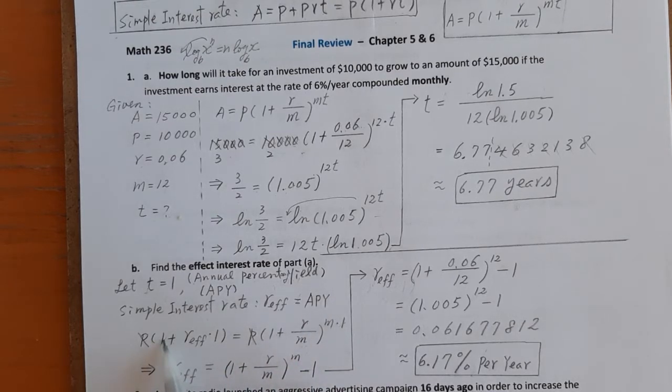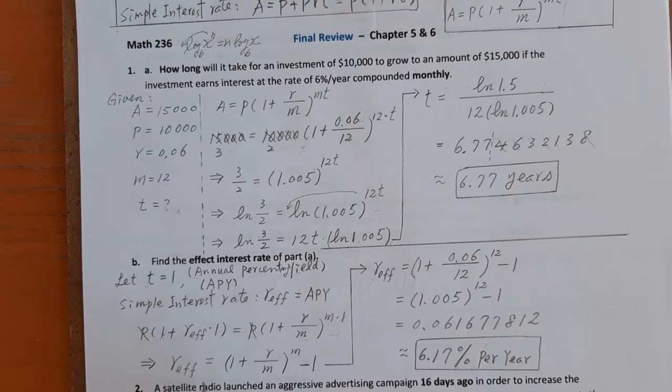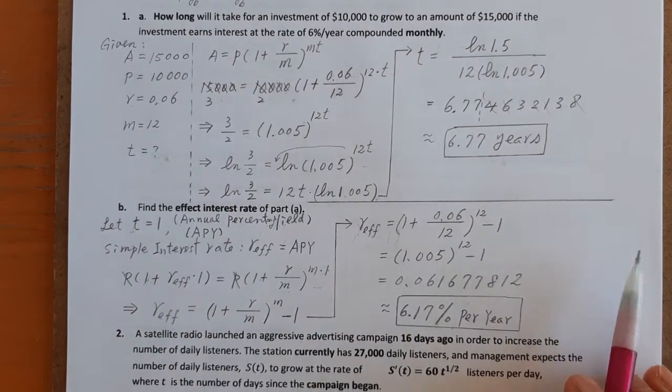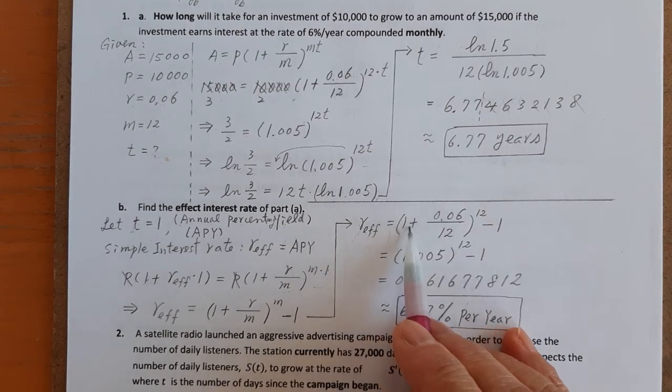This one minus this one. This one moves to the right side, and we get minus 1. So this is the effective rate formula, and we plug in our effective rate equals 1 plus.